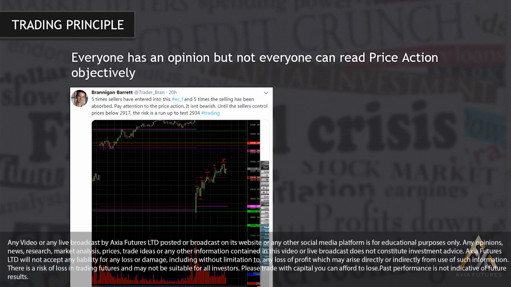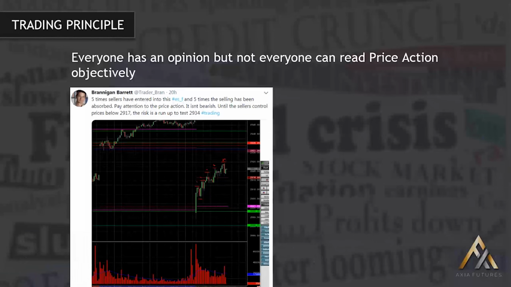Now note, at this point I had already shorted the S&P 3 times and taken 3 relatively small losers, and I'm going to show you what those look like, and I'm going to show you now how you as a trader, it's okay to have biases, it's okay to have strong opinions about which way you think price is going, but it's not okay to not be objective.